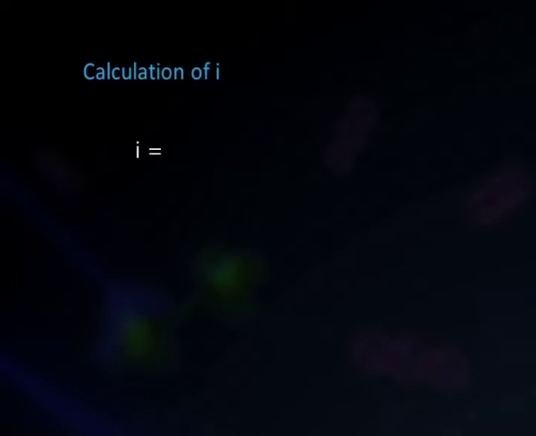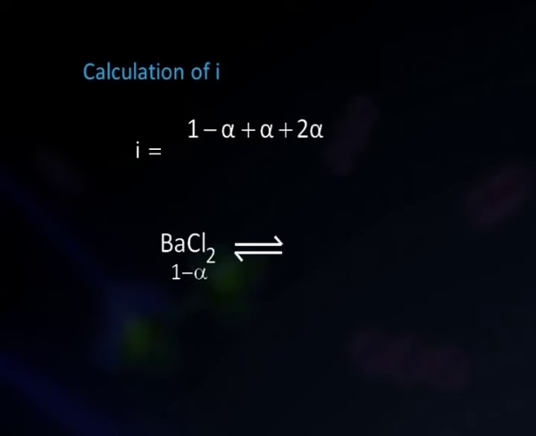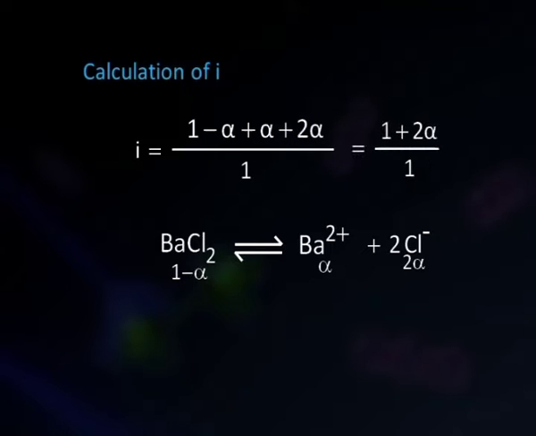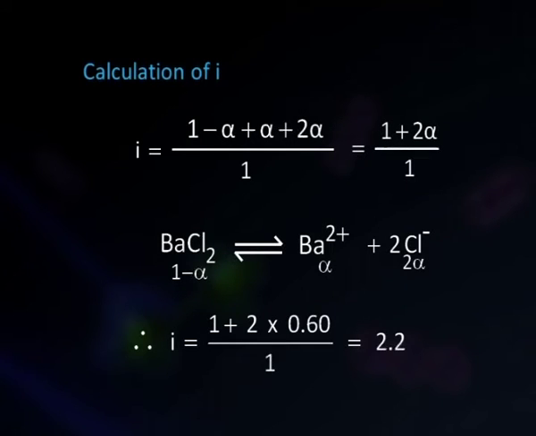i will be equal to 1 minus alpha plus 2 alpha, because barium chloride dissociates into 1 ion of barium 2 plus and 2 ions of Cl minus. Therefore, 1 minus alpha plus 2 alpha upon 1 will be equal to i, or we can say i will be equal to 1 plus 2 alpha, as the value of alpha is 0.6. So, putting this value of alpha, we get i equal to 2.2.